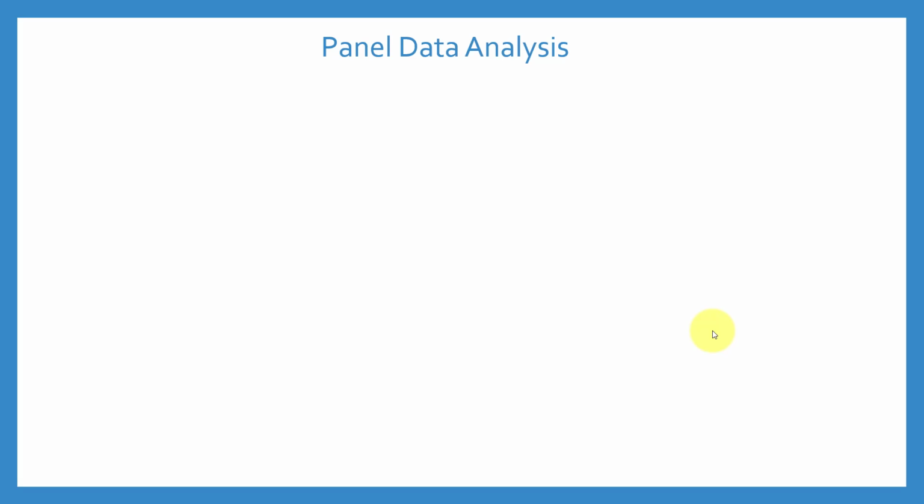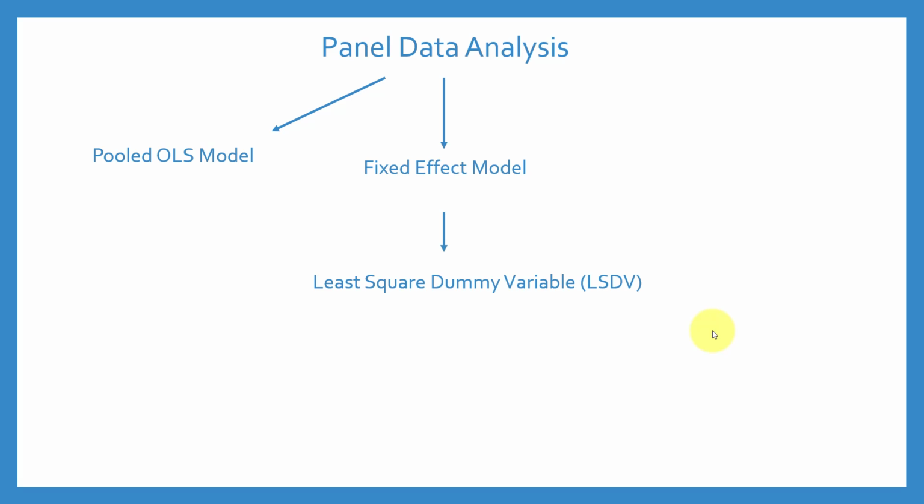Okay, so once we have cleared our idea of the different terminologies that we are going to use in this lecture, let's look into what different techniques we have for panel data analysis. We have pooled OLS, then we have the fixed effect model. When I refer to fixed effect in this video, I mean the least square dummy variable, LSDV, method. We are going to look into that in further slides.